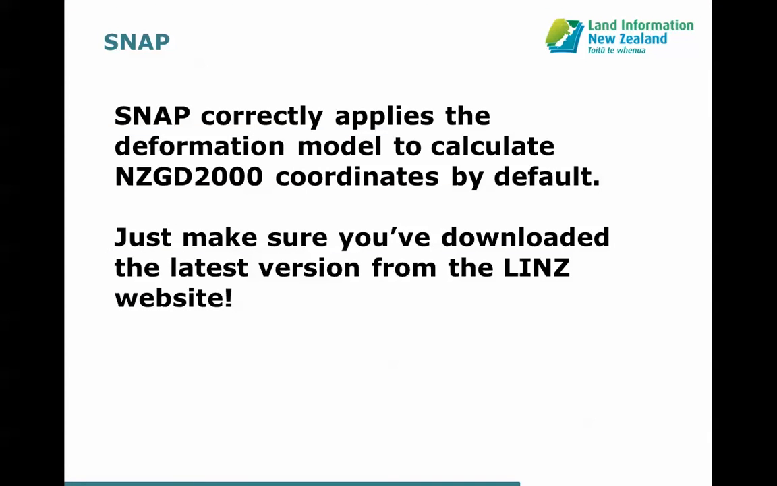So the nice thing about SNAP is it correctly applies the deformation model to calculate GD2000 coordinates by default. So it's very well set up for doing these sorts of calculations. It is important to make sure you've downloaded the latest version of SNAP from the LINZ website. One of the reasons why that's particularly important in this context is the deformation model does get updated periodically, both due to earthquakes and also because we update the long-term secular model because of more information. So you'd always want to be doing your calculations using that latest version of the model, and by downloading the latest version of SNAP you can be confident that that indeed is what you're doing.